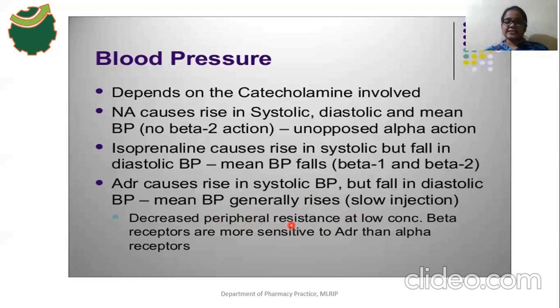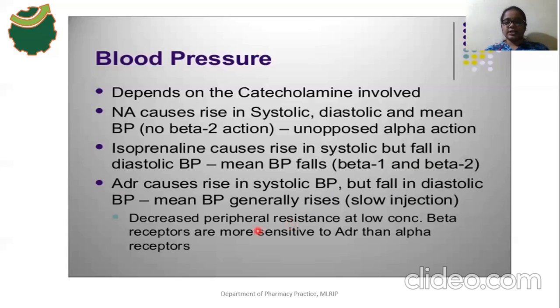The peripheral resistance decreases, meaning what? Vasodilation occurs. Why? Because if the arteries are constricted, the resistance increases. If the arteries are dilated, the resistance decreases. Because if the arteries are dilated, what will happen? The blood will flow easily in those blood vessels. So that's why the resistance decreases.